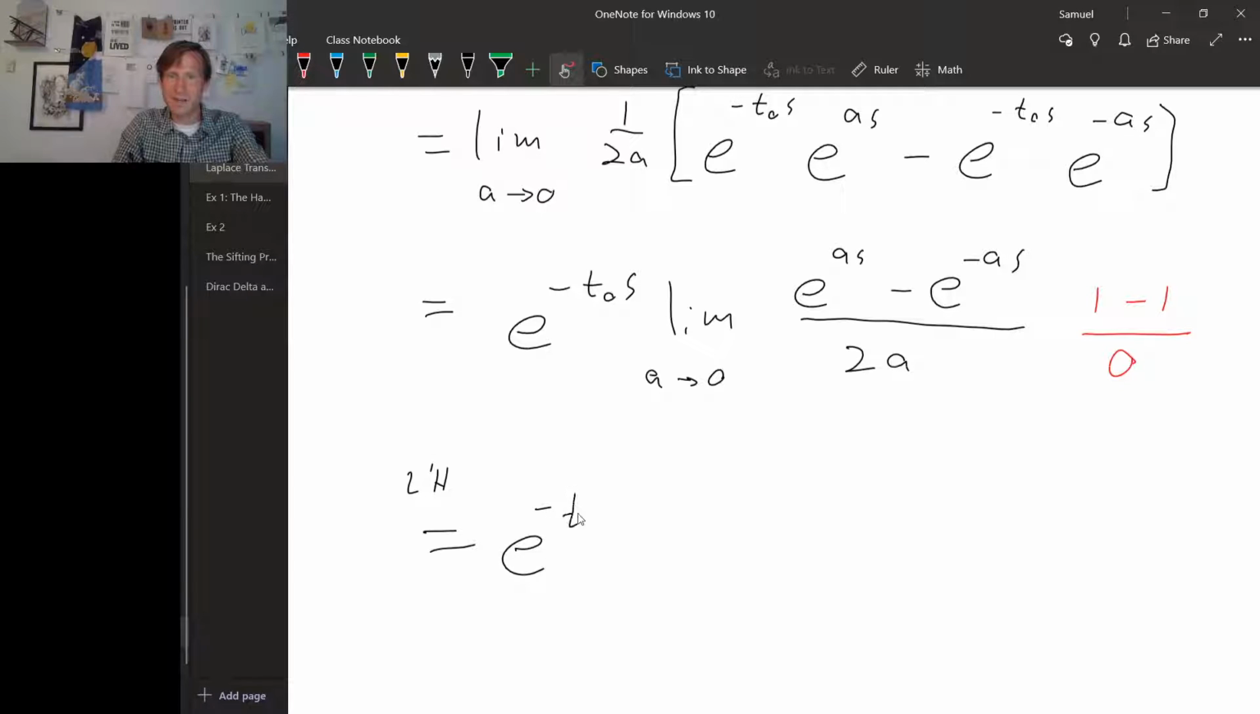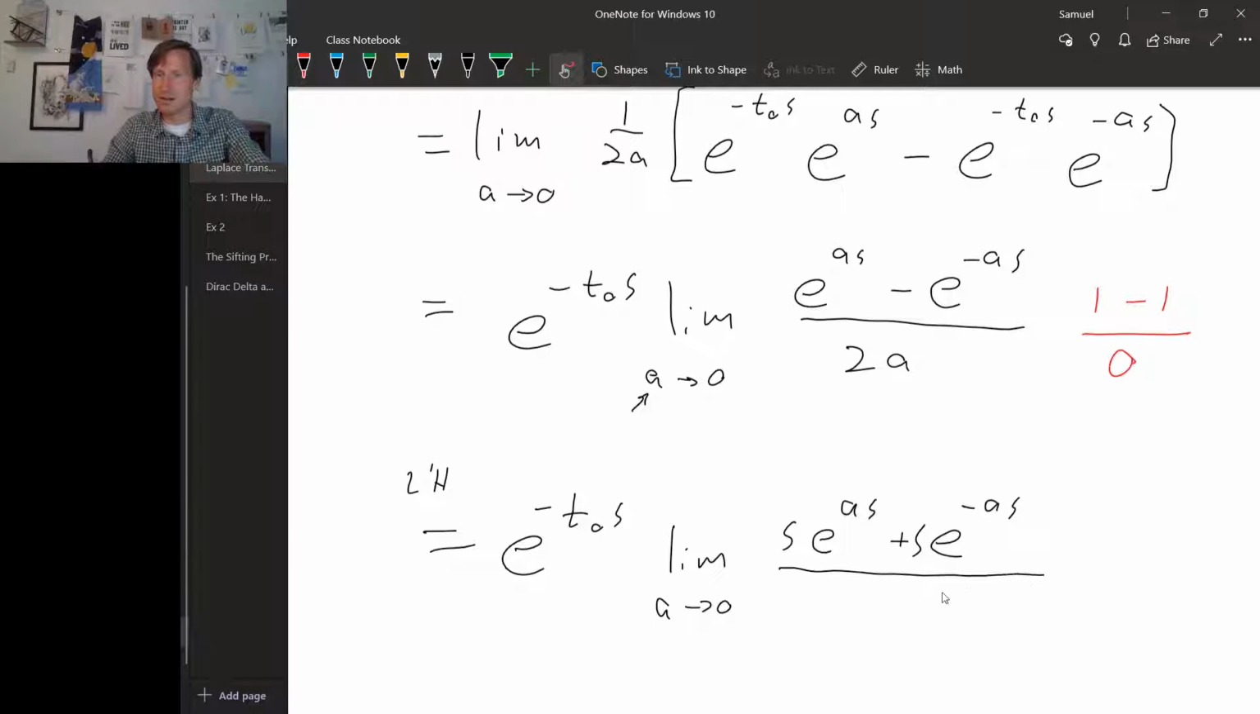So e to the minus t naught s times the limit as a goes to 0. Now remember what L'Hopital's rule says is you take the derivative of the numerator with respect to your variable, and a is what's changing in this limit, so we take the derivative of this with respect to a, and what we get is the chain rule spits out a factor of s, so s e to the as plus s e to the minus as. And in the denominator, we get over 2.